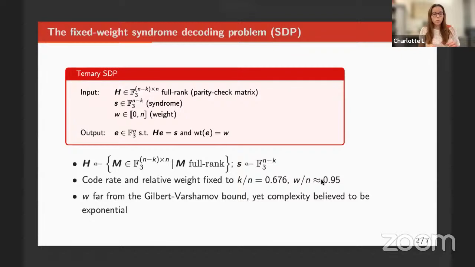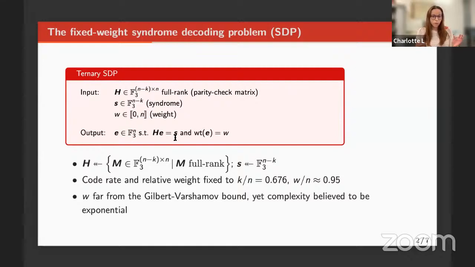So here we consider an instance of the fixed weight syndrome decoding problem. This takes as input a parity check matrix H of a certain code, where n is the code length and k the dimension. Then we have S the syndrome and W the weight. The aim is to solve He = S, and the solution must have a Hamming weight equal to W.